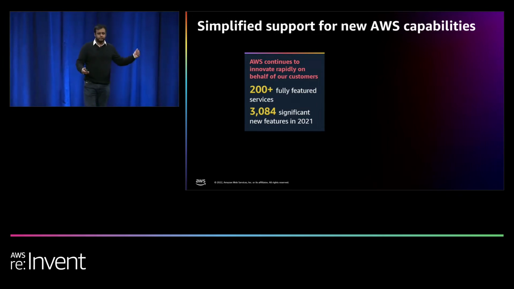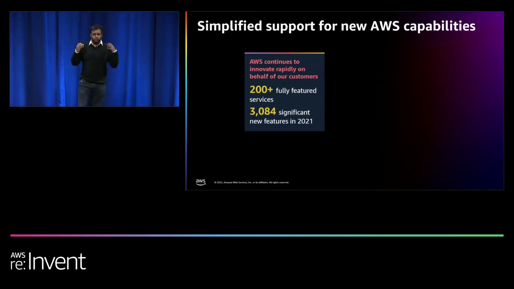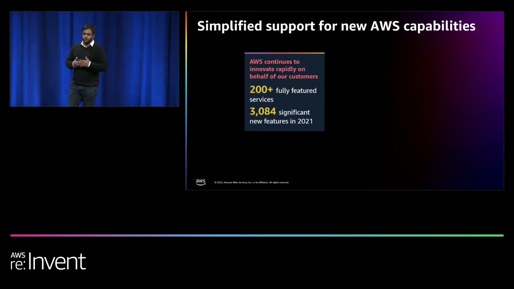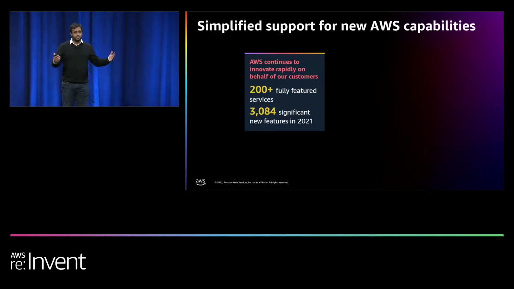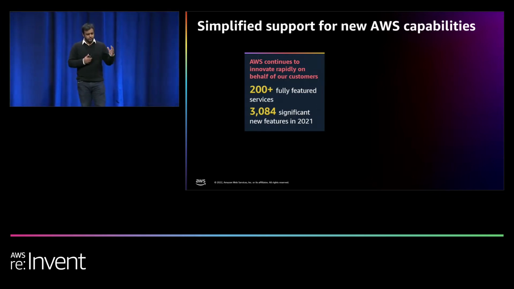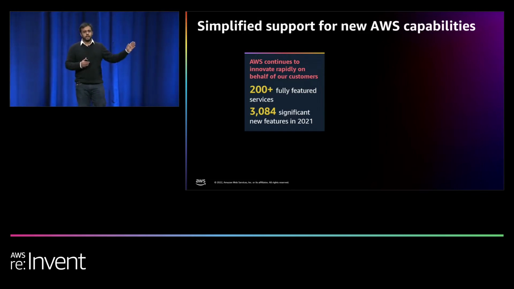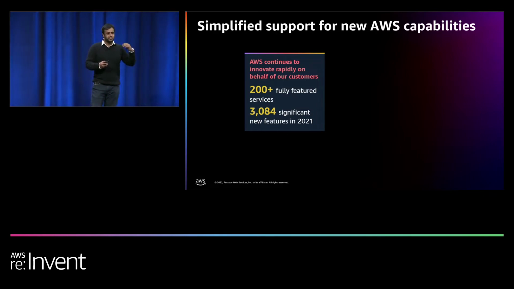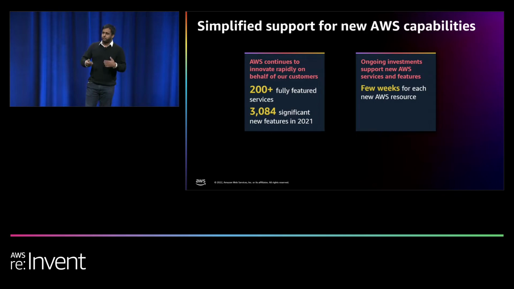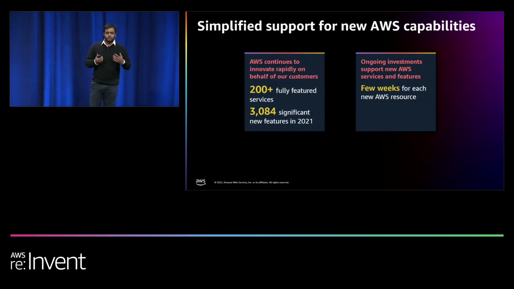As you can see on the screen, AWS continues to innovate rapidly on behalf of our customers. Today, we have over 200 fully featured services, many of them announced in leadership keynote sessions at this re:Invent. And just to give you the scale of innovation, just last year alone, we launched over 3,000 significant new features for our customers, right? Now, if you imagine as a partner, if you have to keep up constantly with these new features and services, it is time consuming. And what we have often heard from our partners is it can take a few weeks and sometimes even months to have those capabilities exposed to our end customers.